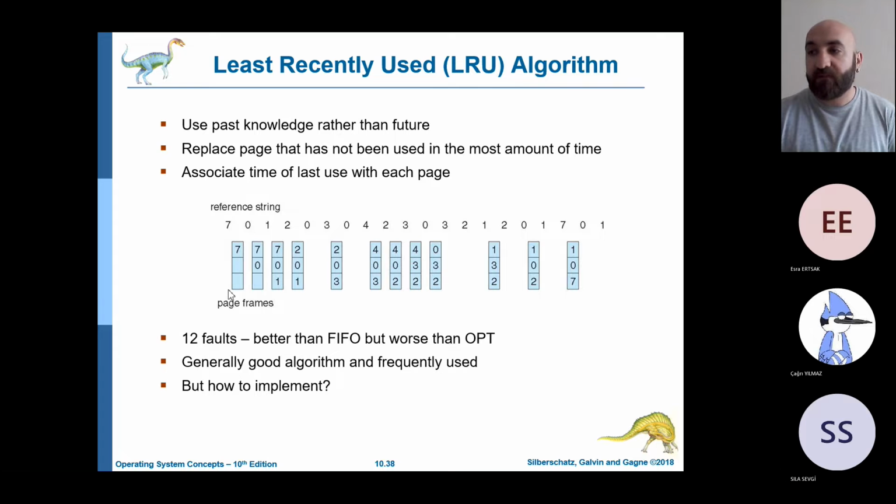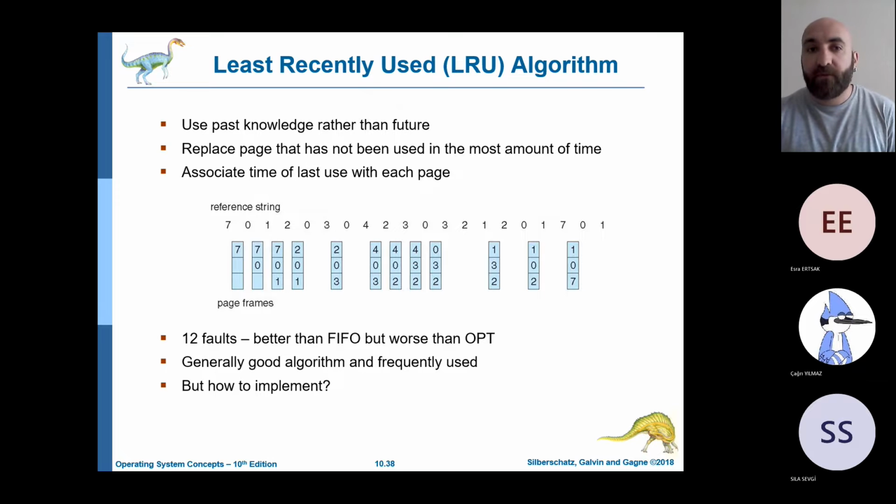You can draw the frames for every page fault. Whenever you change the frame, you have to draw that one, and when you count those boxes, you can get the page fault number. In this case, we get 12 faults. It's better than FIFO, which has 15 page faults with this set, but worse than optimal, which has 9 page faults with this set. So it's not optimal, but it's better than the first in, first out algorithm.